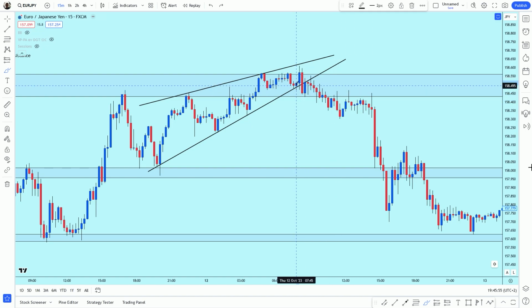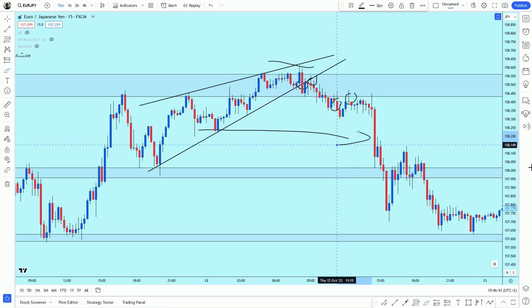So if you decided to enter here or here, you need to put your stop loss above this previous high. And if you decided to enter maybe here or after this wick rejection, then you want to put your stop loss above these wick rejections and to aim for some of these previous lows like this low or maybe this low here.